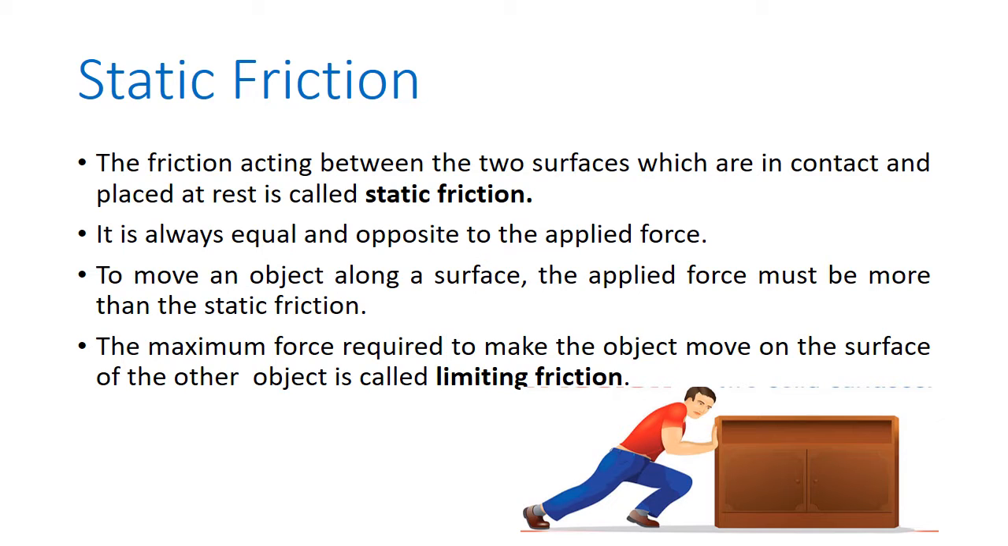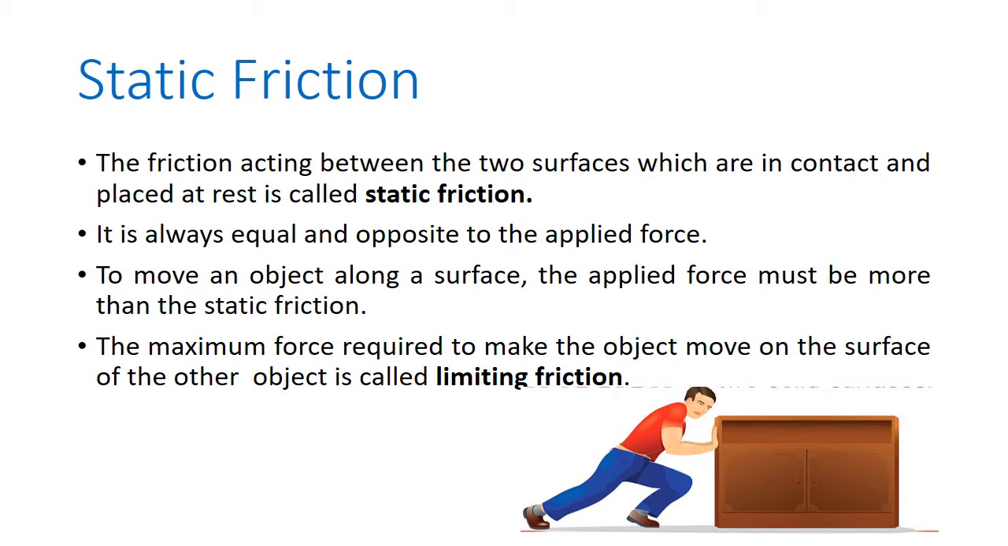Static friction. The friction acting between the two surfaces which are in contact and placed at rest is called static friction. It tends to keep the object at rest. It is always equal and opposite to the applied force. When the force applied on a stationary object is smaller than the static friction, the object does not move and remains stationary. To move an object along a surface, the applied force must be more than the static friction.